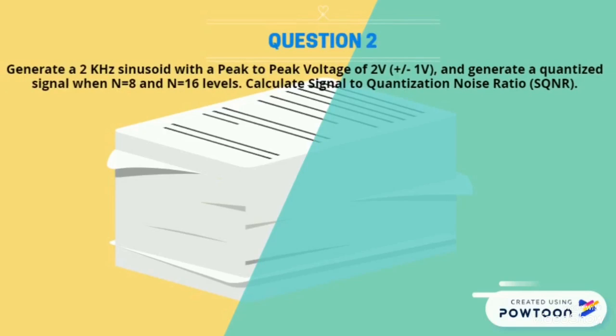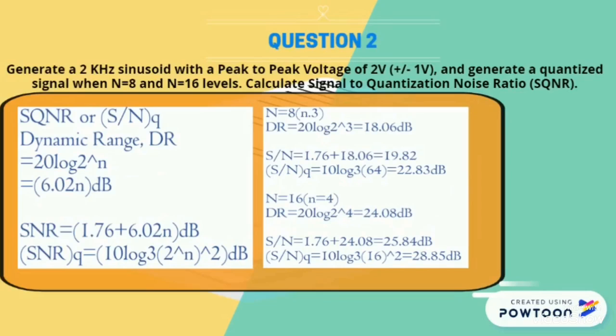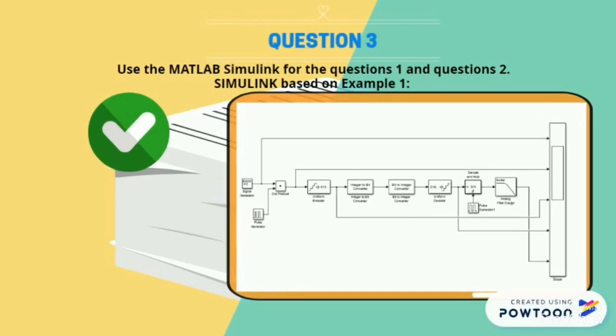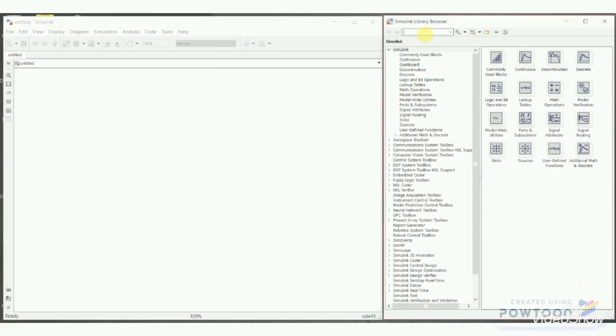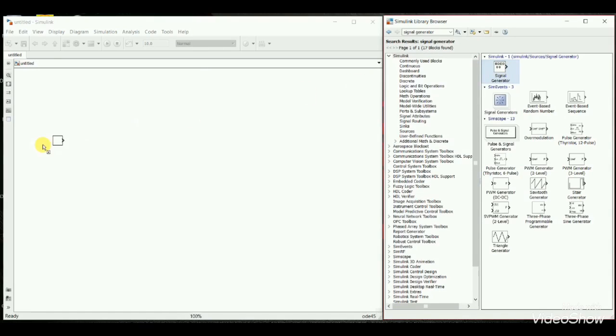This is for question 2. Generate a 2 kHz sinusoid with a peak-to-peak of 2 volts and generate a quantized signal when n is 8 and n is 16 levels. Calculate the signal to quantization noise ratio. Question 3 is use the MATLAB simulation for question 1 and question 2. Then we simulate using MATLAB.